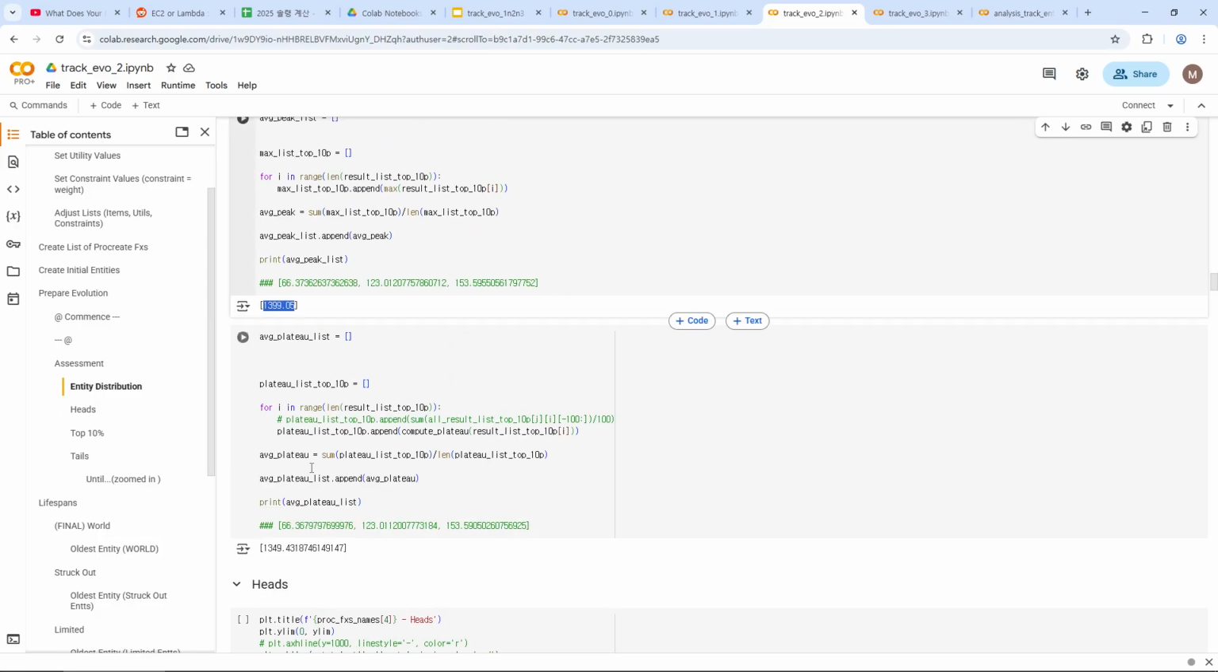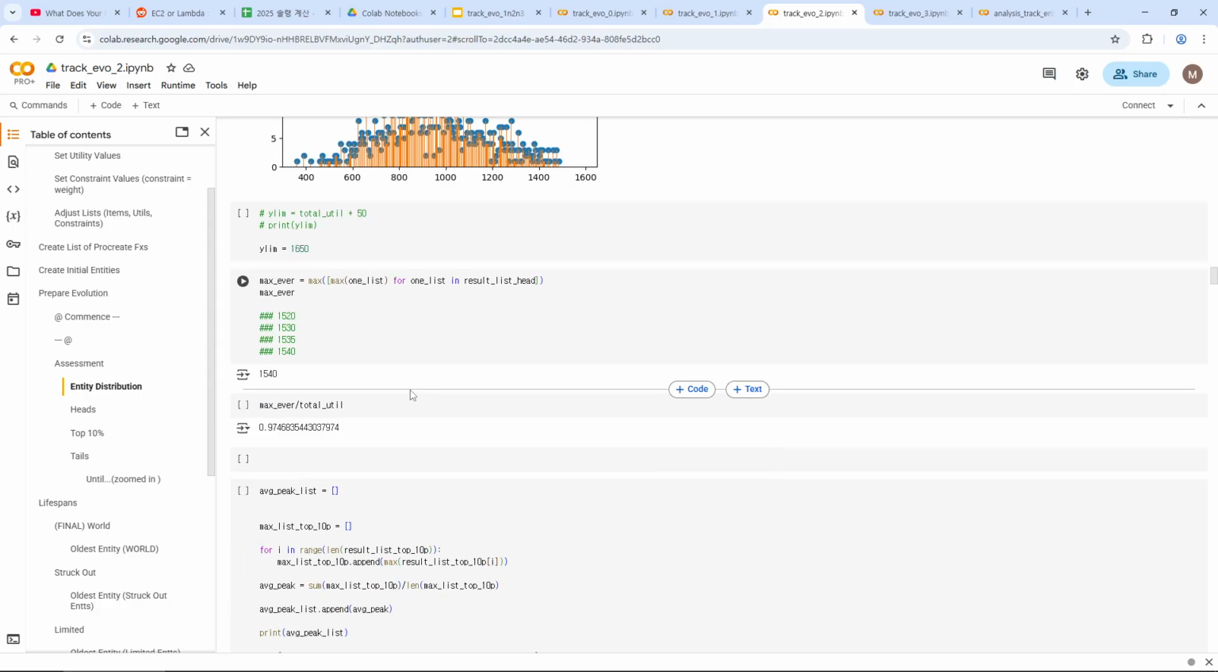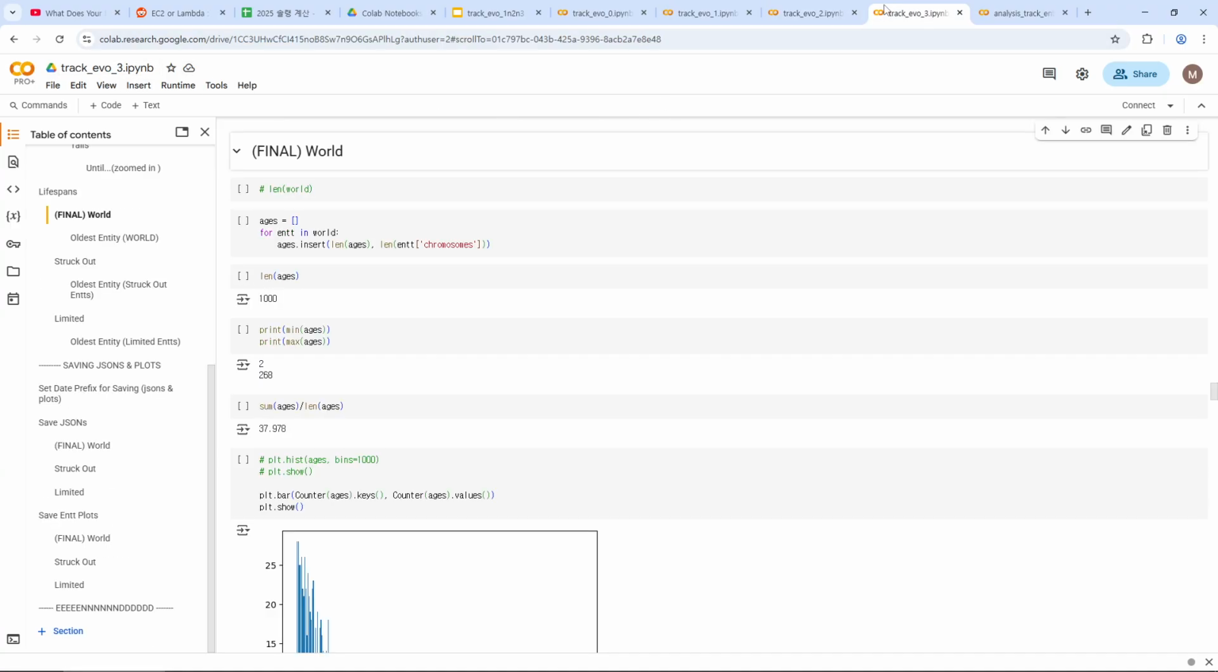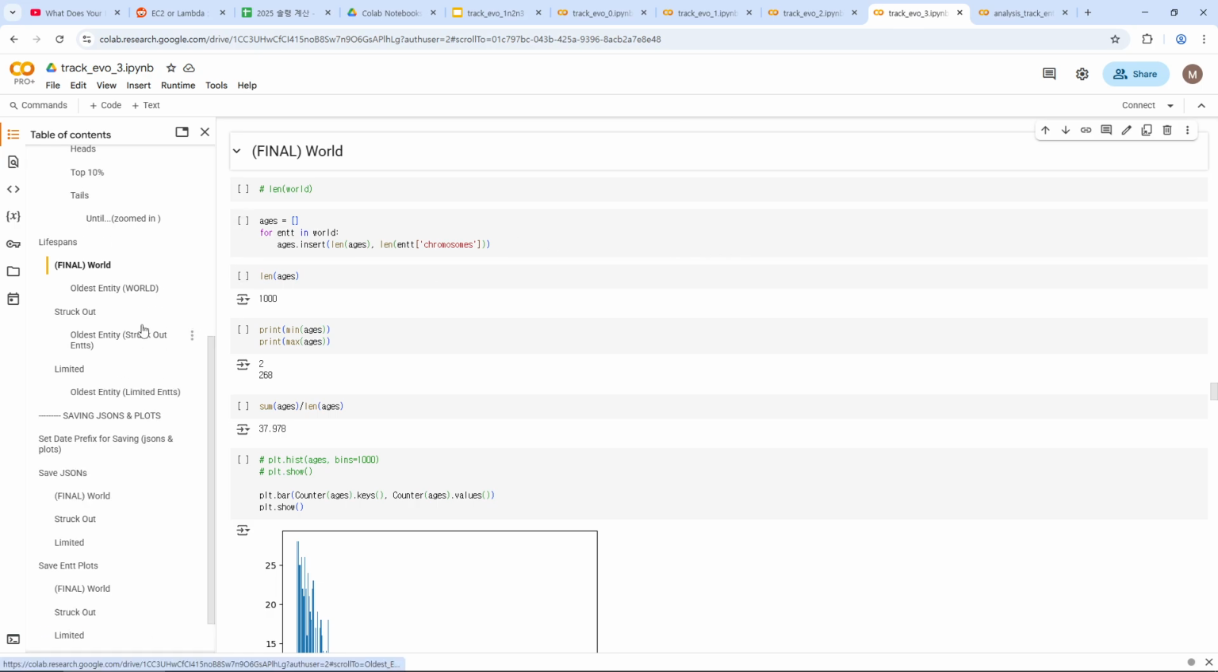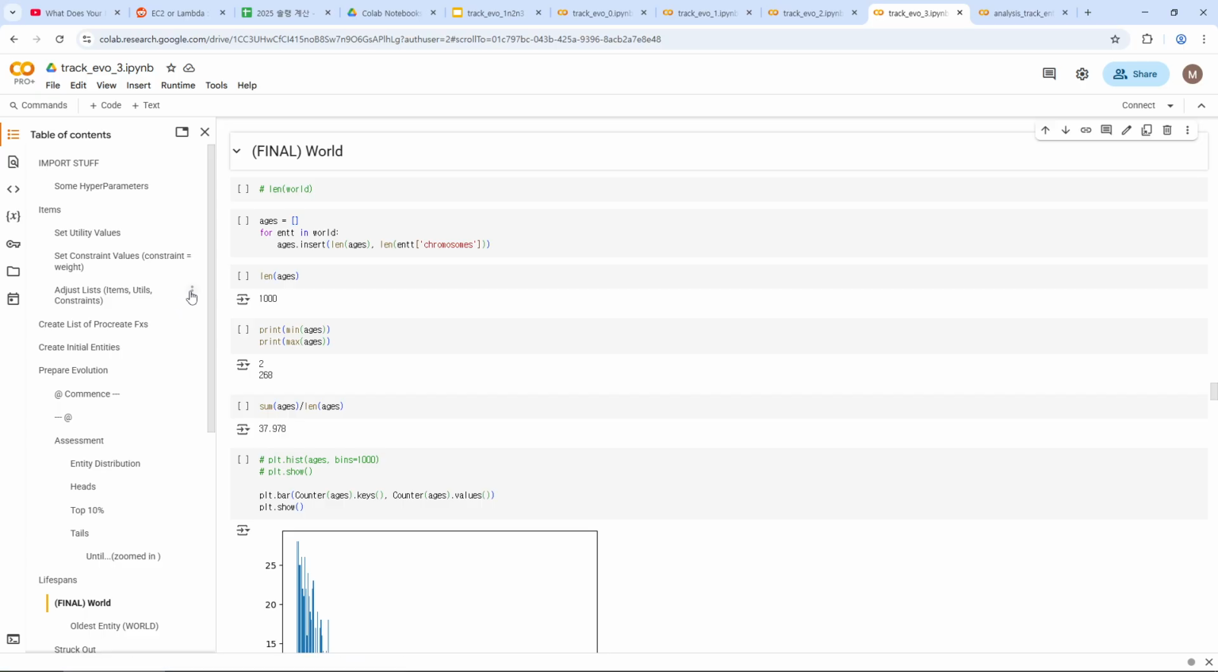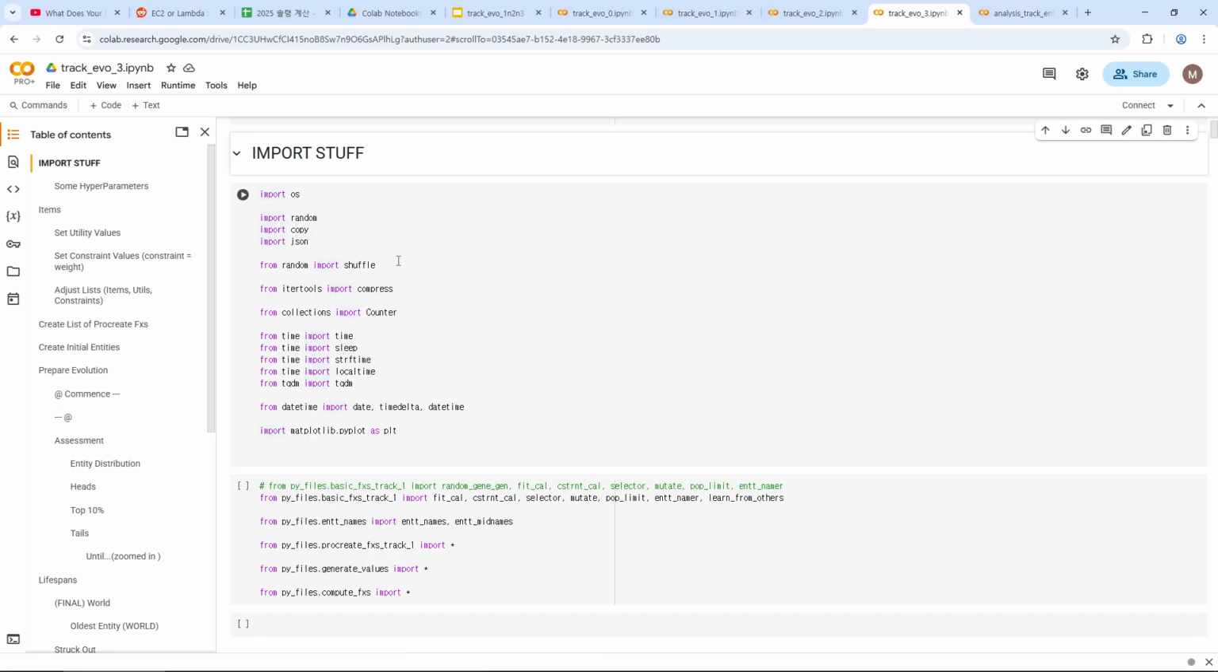See, it doesn't even harm the average peak and the average plateau level that much. So that's what happened in track evo 2. And in track evo 3, this is where I did something more interesting for the individual entities.